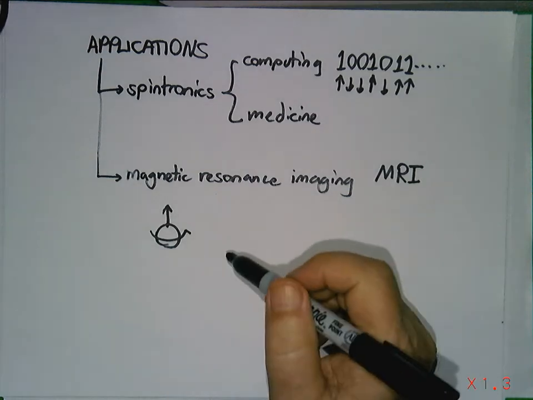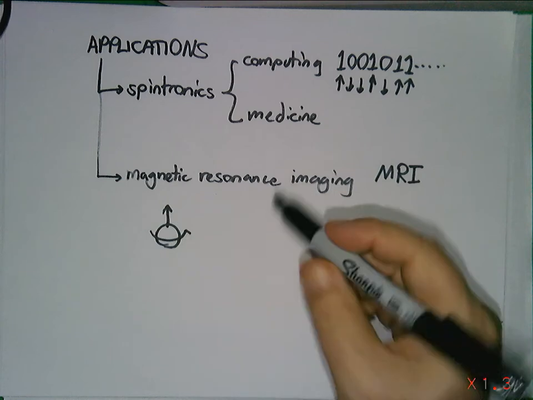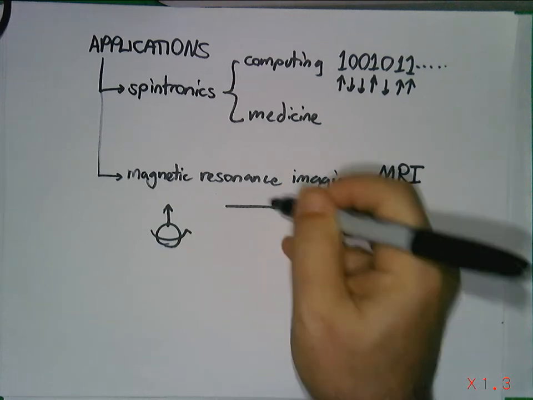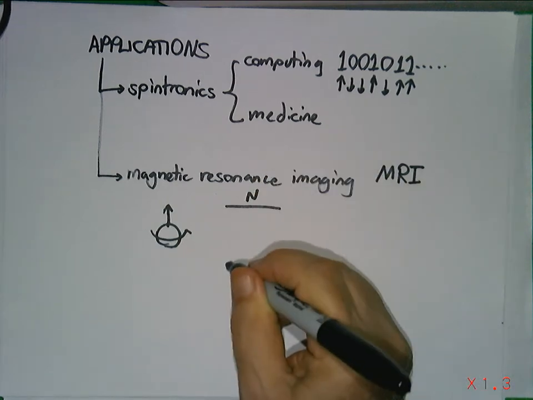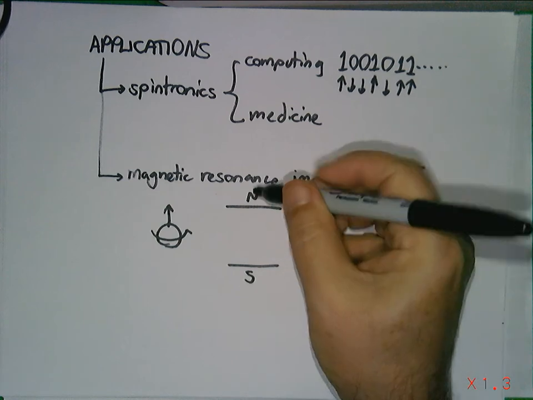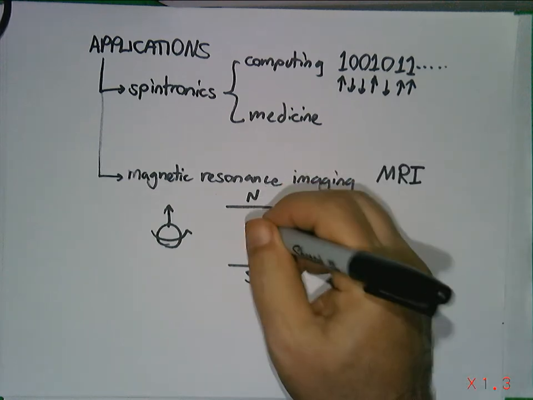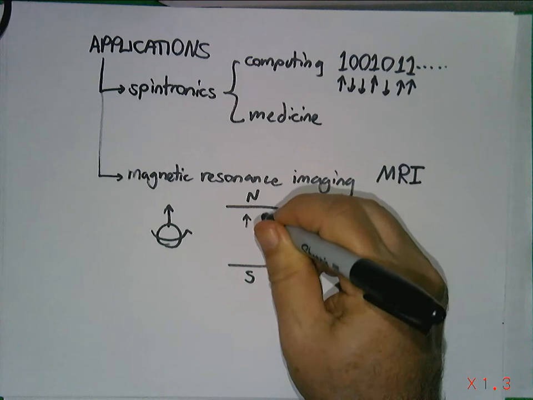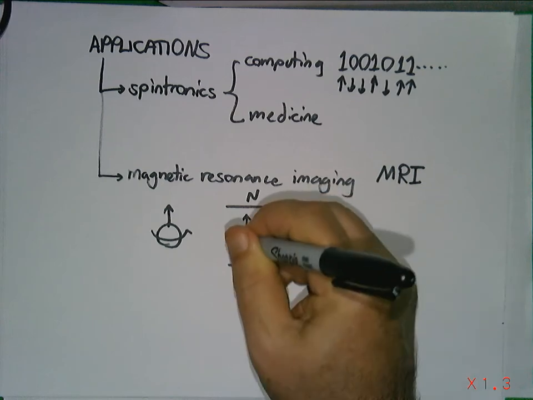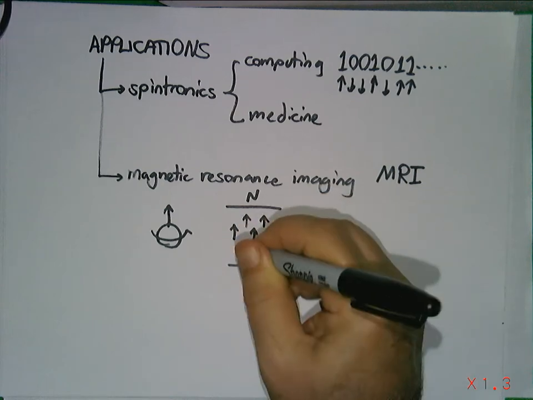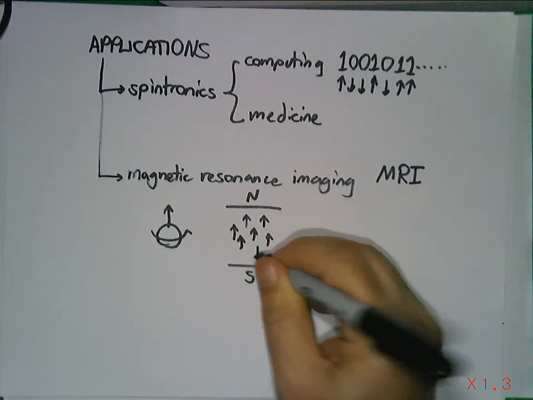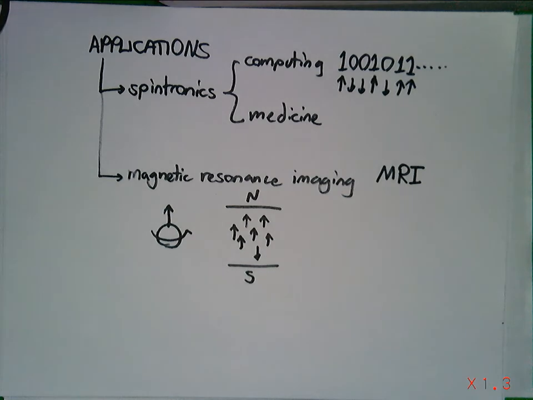And if you put your body between the poles of a very strong magnet, the protons in your body will mostly line up with that magnetic field. There'll be a couple that are against it, but most of them will line up with the very strong magnetic field.